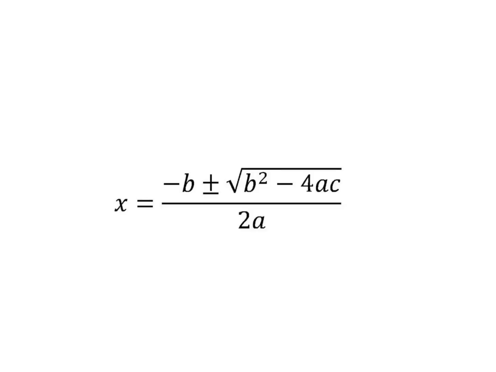x is equal to negative b plus minus square root b squared minus 4ac, all of that over 2a. Now this is a formula you have to memorize. There's no way around it.